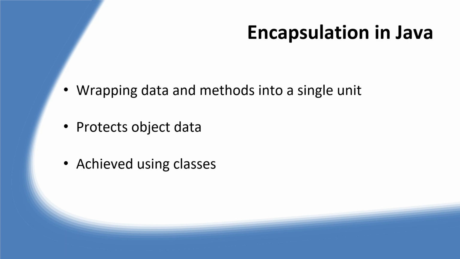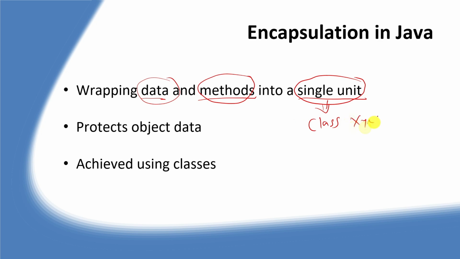So, what is encapsulation? Encapsulation is the process of combining data, also known as variables, and the methods that operate on the data into a single unit. So, wrapping data and methods into a single unit. What do we call the single unit? Class. So, inside a class, we will have data and methods.